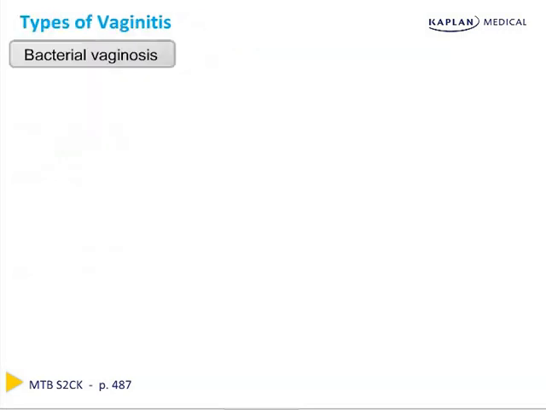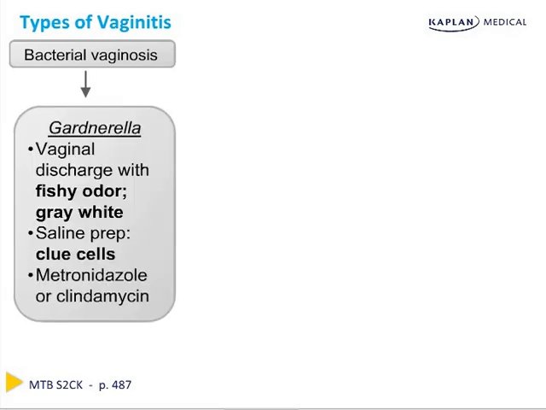Because vaginitis commonly presents on the Step 2 exam, I find it helpful to review the three major causes side by side, reviewing the pathogen, symptoms, diagnostic test, and treatment. Bacterial vaginosis is caused by Gardnerella and presents with vaginal discharge having a fishy odor that is gray to white in appearance. On saline prep, we see the pathognomonic clue cells, and if they're present, the patient can be treated with metronidazole or clindamycin.